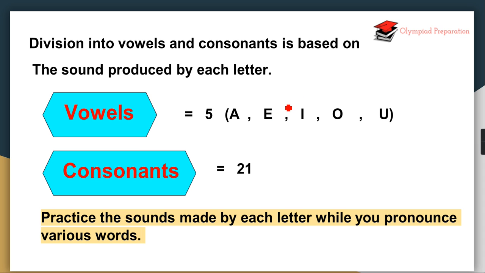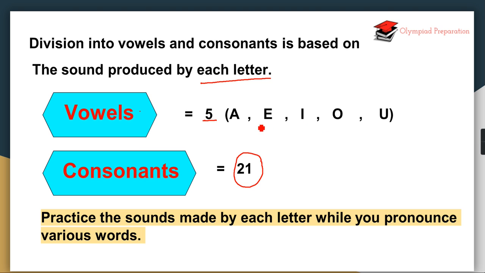Now, how are these alphabets divided into vowels and consonants? The basis of division is the sound produced by each letter in the alphabets, right? So, there are basically five vowels in the English language: A, E, I, O, U. And the rest all come into the category of consonants. These five vowels are based on the sound they produce when they are used in various words.